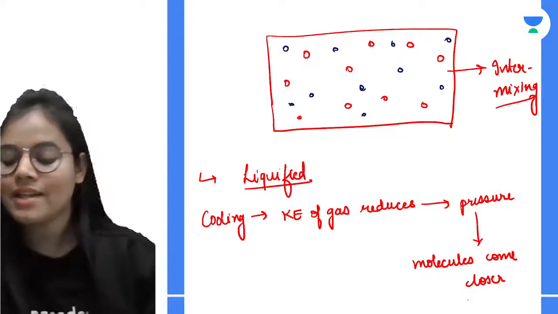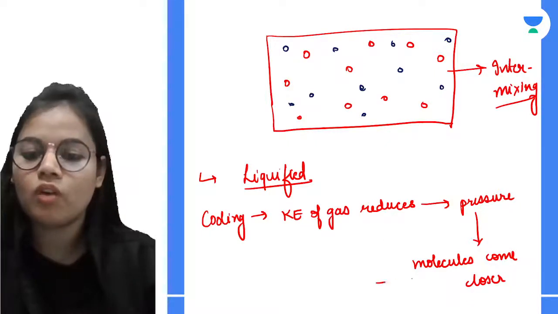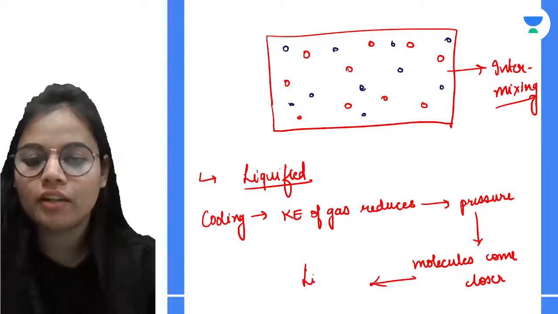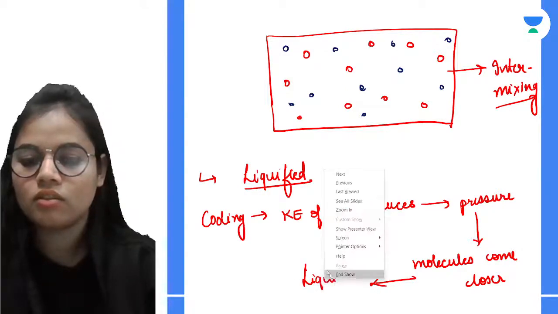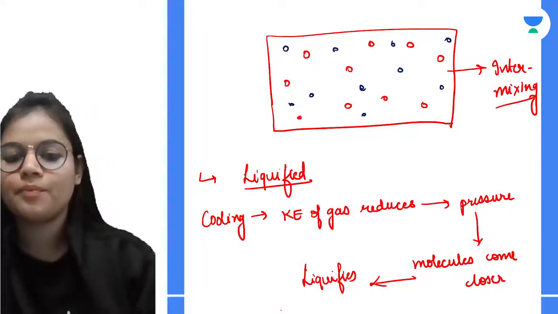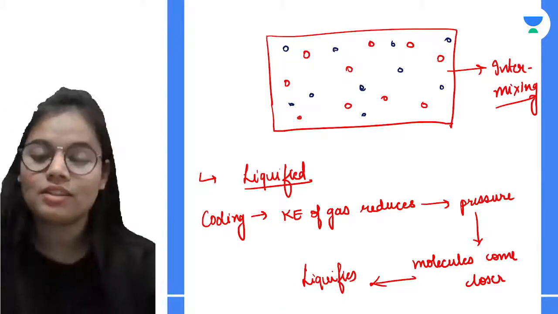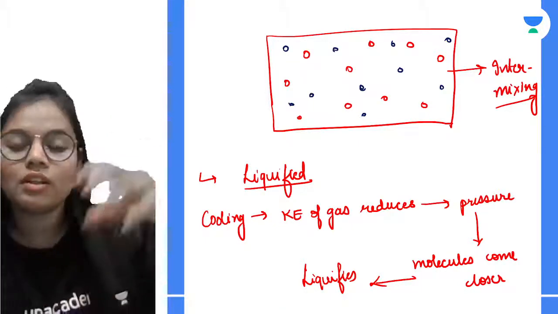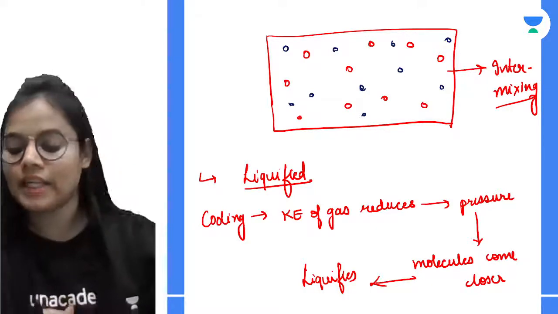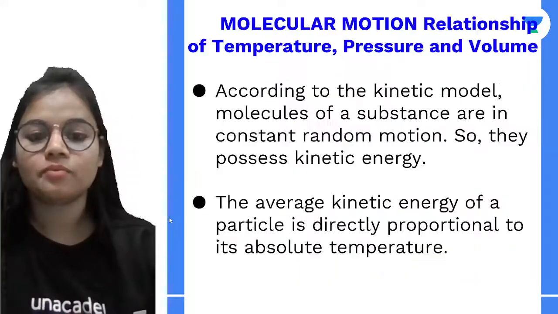As the number of molecules per unit volume increases, the gas can be liquefied. So how is it liquefying? When we cool the gas, the kinetic energy reduces, and then on further applying pressure, the molecules come closer and the gas is liquefied. I hope that is very much clear.